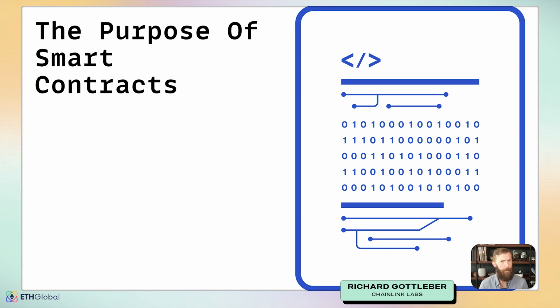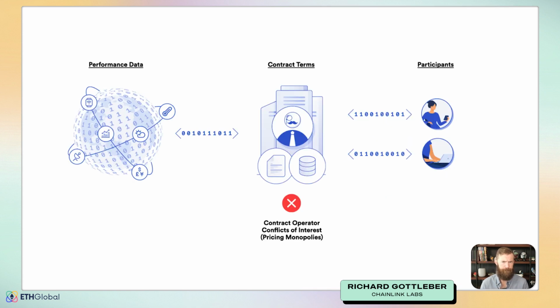Now, why are they important? Well, they're important for two main reasons, in my opinion. First, they're transparent. That means anyone can see what the terms of the contract are, and they enable you to know exactly what's going to happen when those conditions are met. Additionally, they're distributed. Combined with transparency, the fact that they're distributed means that you remove trust from the situation.